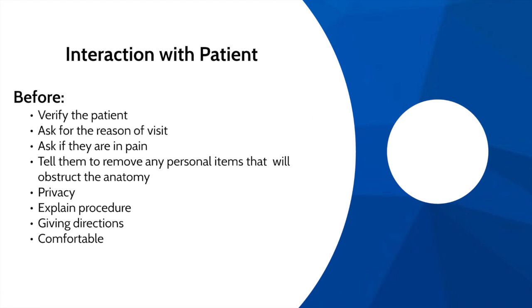Before the procedure, you will interact with the patient by verifying their name and date of birth, confirming the right exams, asking if they have any pain, telling them to remove any personal items that can obstruct the anatomy, give them privacy when they remove their clothes or don't have any, explain the procedure, give them instructions on how you want them positioned, and make sure they are comfortable.